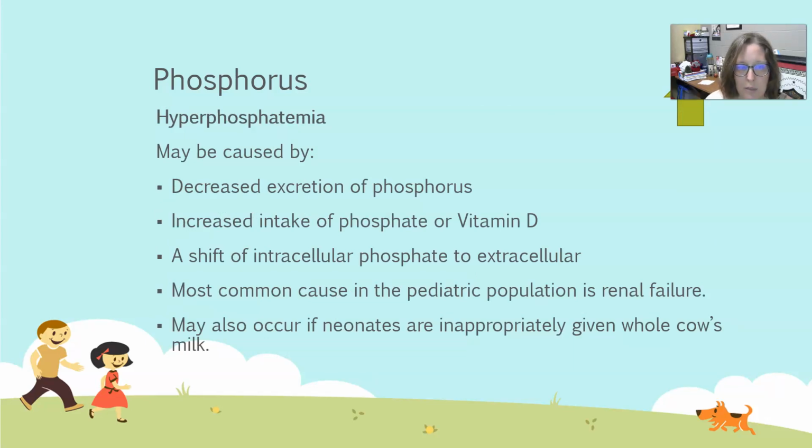High phosphorus levels, so hyperphosphatemia, could be caused by decreased excretion of phosphorus, increased intake of phosphate or vitamin D, and a shift in intracellular phosphate from inside the cells to outside of the cells, so the cells are dumping out a bunch of phosphate. The most common cause in the pediatric population is going to be renal failure. It can also occur if neonates are inappropriately given whole cow's milk instead of their formula.